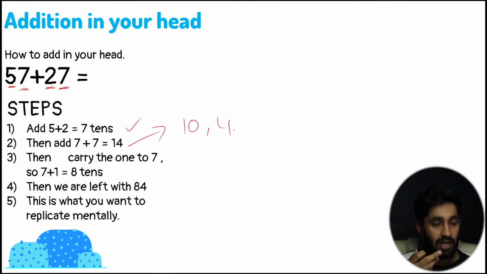So I did that, and I was kind of whispering to myself, okay, 57 plus 27, okay, so add the 5 and 2, 7 plus 14, blah, blah, blah, 84. Okay, so it was pretty much like that.